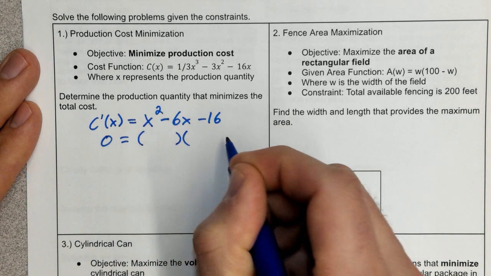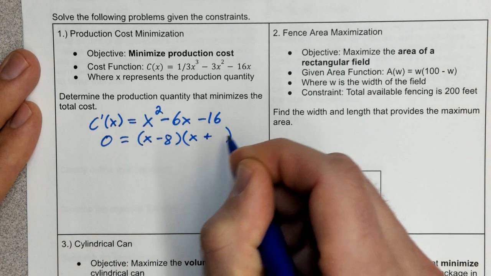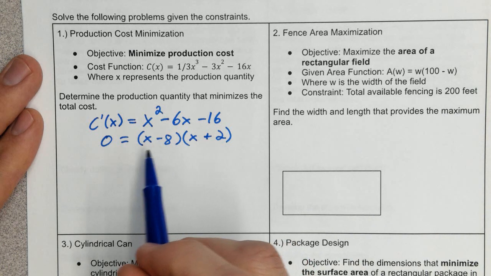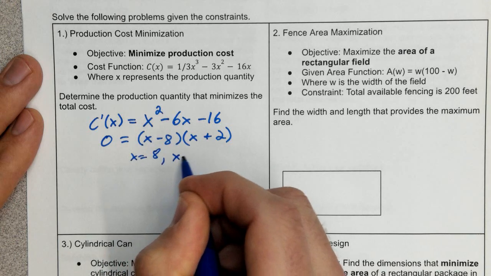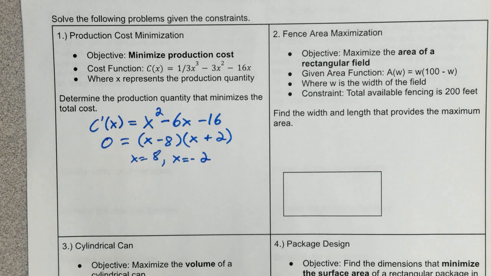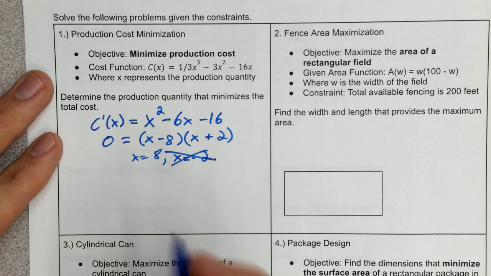So this is going to be x minus 8 and x plus 2. Now we would set each one of these equal to 0, so we'll get x equals 8 and x equals negative 2 for the critical points. But in the context of this problem, we can't have a negative production quantity, right? So we can disregard x equals negative 2. We don't need to worry about that.